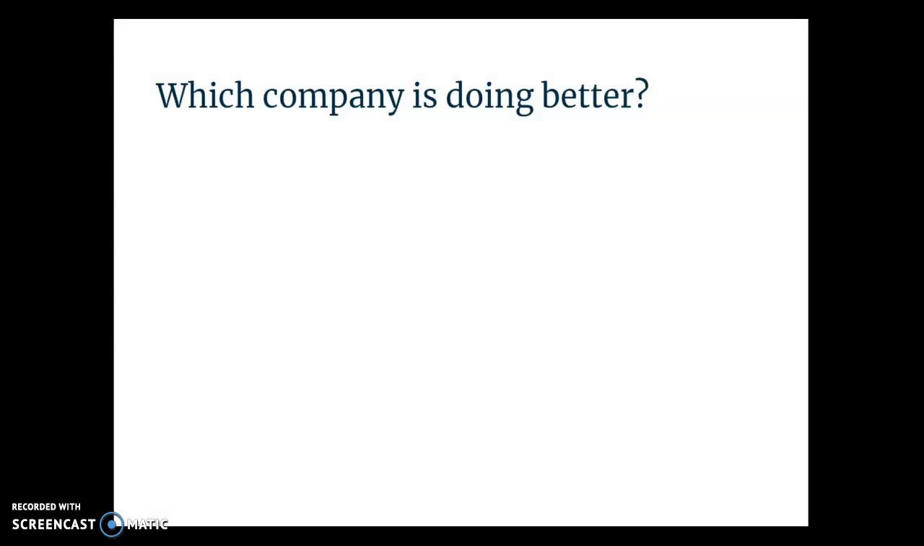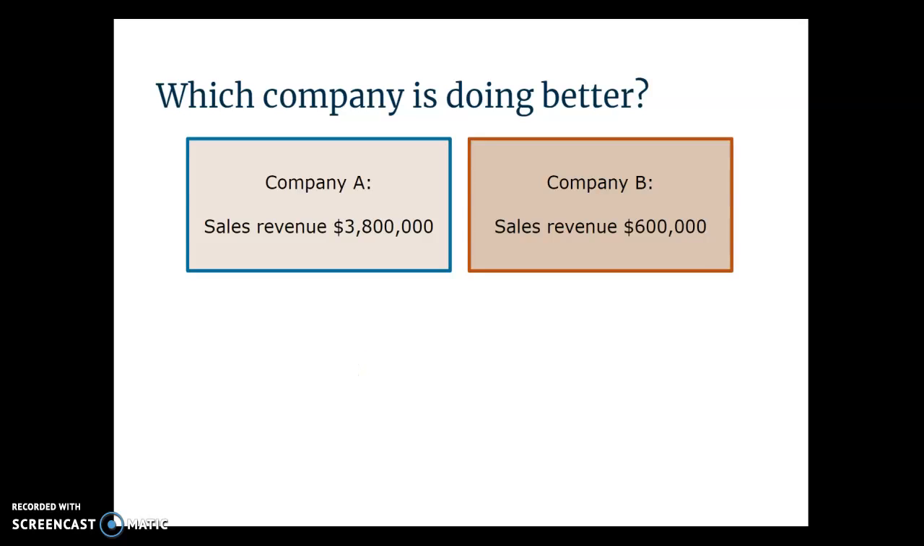Okay, so the main thing that we use this for is to assess the performance of a business. So we can do that in comparison to previous years or in comparison to a different business. So in this case, based on this information alone, which company do you think is doing better? Well, based on this information alone, then I'm going to say company A is doing better because they have a significantly higher amount of revenue.